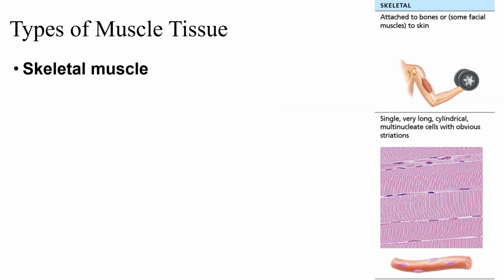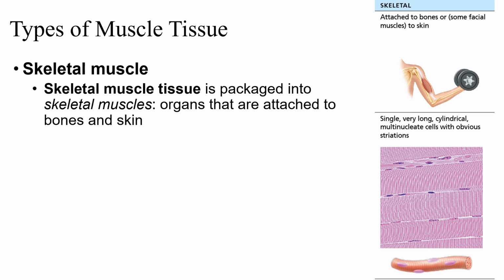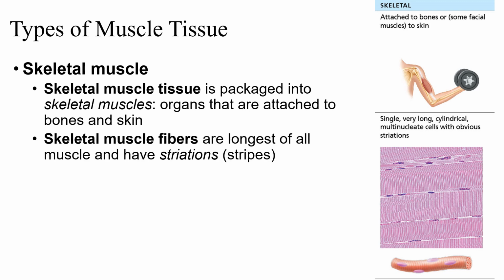So the first type is going to be skeletal muscle. And this probably is the one that most people are familiar with because if you like to weightlift or exercise, you use these skeletal muscles all the time. These are going to be the ones that allow for all of our locomotion. They are going to be packaged into what we would call organs. So an actual muscle would be an organ that's attached both to bones and skin. Okay, and so we'll talk about the different components that are going to make up that organ.